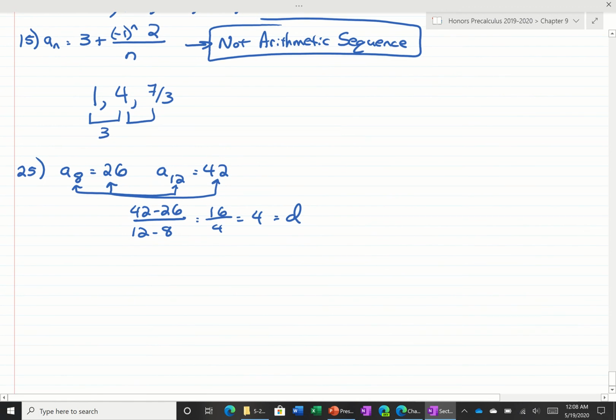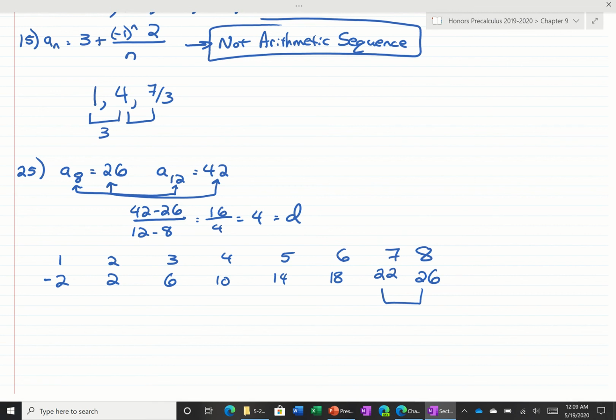All right, so what's it asking us to do? Write the first 5 terms. Okay, well, we have 1, 2, 3, 4, 5, 6, 7, 8. The 8th term is 26. So 26 minus this number would be 4. And then you could just kind of see how I'm working backwards here. That'd be number 25. Now let's do 29.